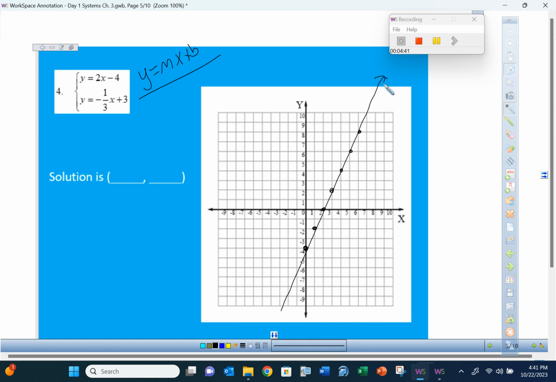So there's one line. Now I'm just going to switch colors on you again. My second line, I'm going to start here at positive 3. My slope is negative 1/3, so I'm going to go down 1 over 3. I'm going to do the little ding, ding, ding again. There's my answer. So I'm only going to go one more dot. I'm going to connect them.